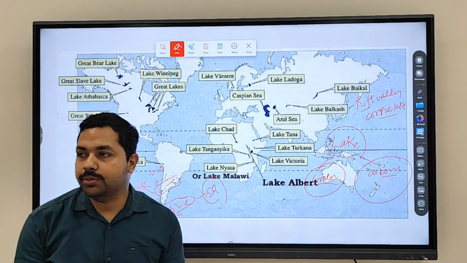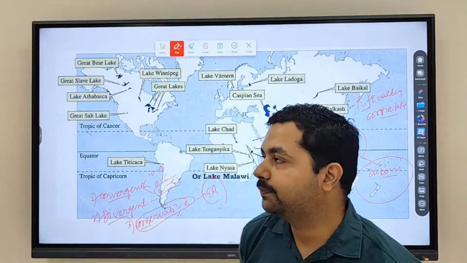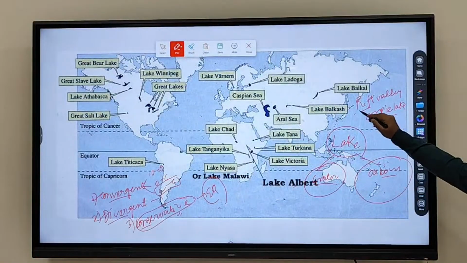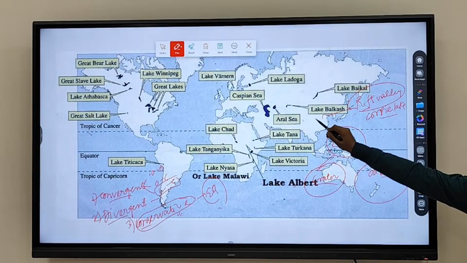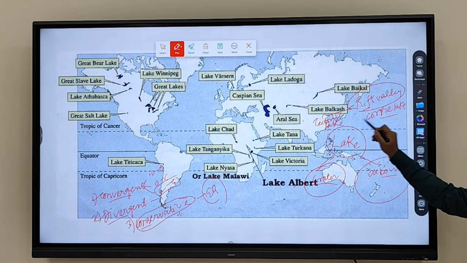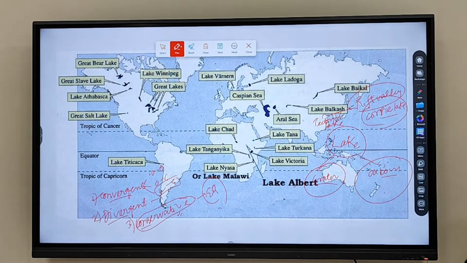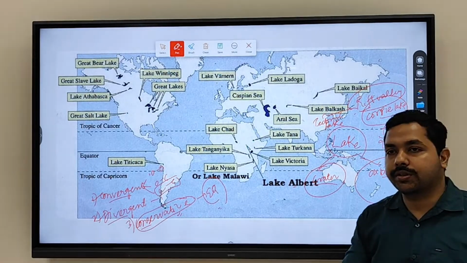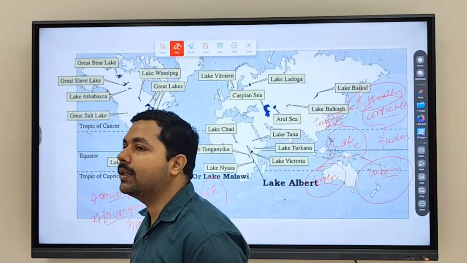A Rift Valley lake is formed due to divergent boundaries. Again, we discussed that it is formed due to tectonic activity. It is a tectonic lake. While a Cirque Lake is which type of lake? Glacial. Yes, it is formed due to the action of glaciers. So we saw the division of how lakes are being classified.